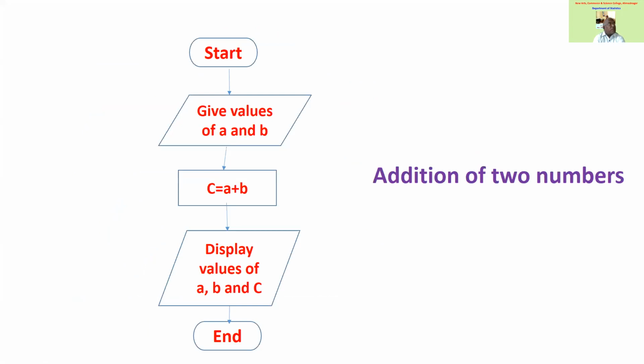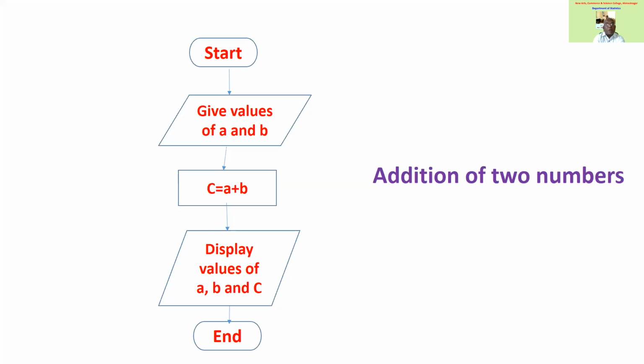The simplest flowchart I am showing here. As usual, see the very beginning is start. At the end, it is end. So start and end are shown by an oval symbol, right? Now we want to add two numbers A and B. So that is why the data input is A and B. And so I have used the parallelogram. And this parallelogram has the instruction give values of A and B. So this is the data input.